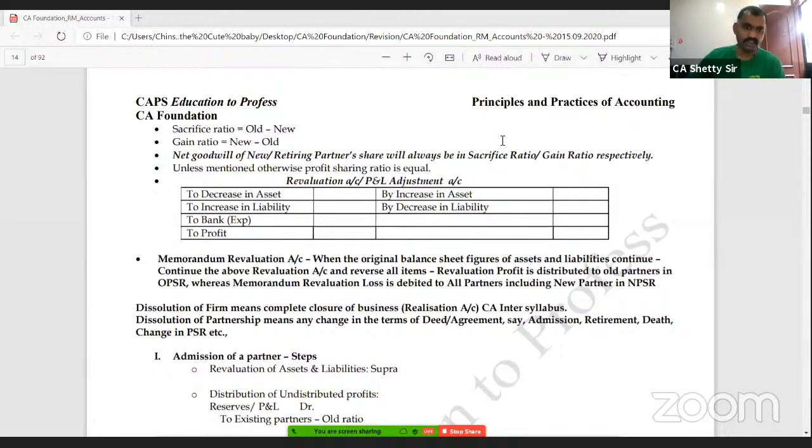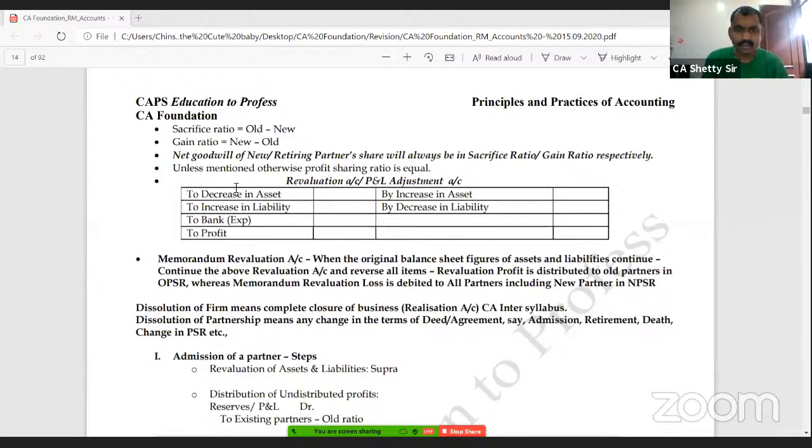Now, before we get into the steps, we have an important concept called revaluation and memorandum revaluation. Upon admission, retirement, death, it is all the same. Don't learn it as a separate topic. Revaluation is revaluation everywhere. So open a revaluation account, which is nothing but a P&L account. Any increase in the asset or any profit goes on the credit side, any decrease or any loss on the debit side. Increase in asset is an income, and decrease in asset is a loss.